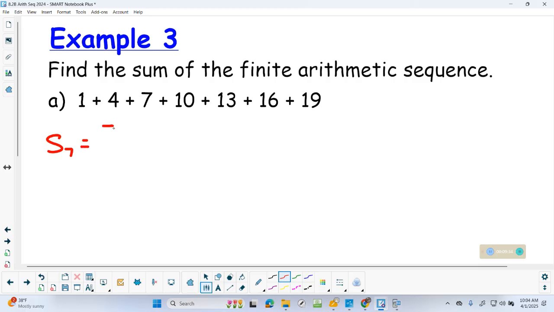Okay, formula. So it's number of terms over 2. Take a little look up there. Your first term, of course, 1. Last term, 19. So really, I think I can do this without a calculator because 1 plus 19, 20. So I'm going to have 140 over 2. What's 140 over 2? 70.